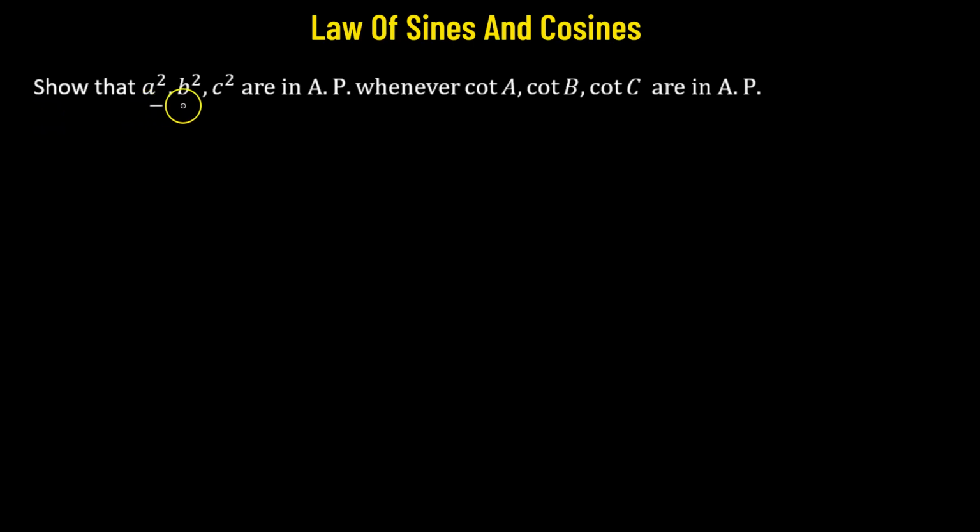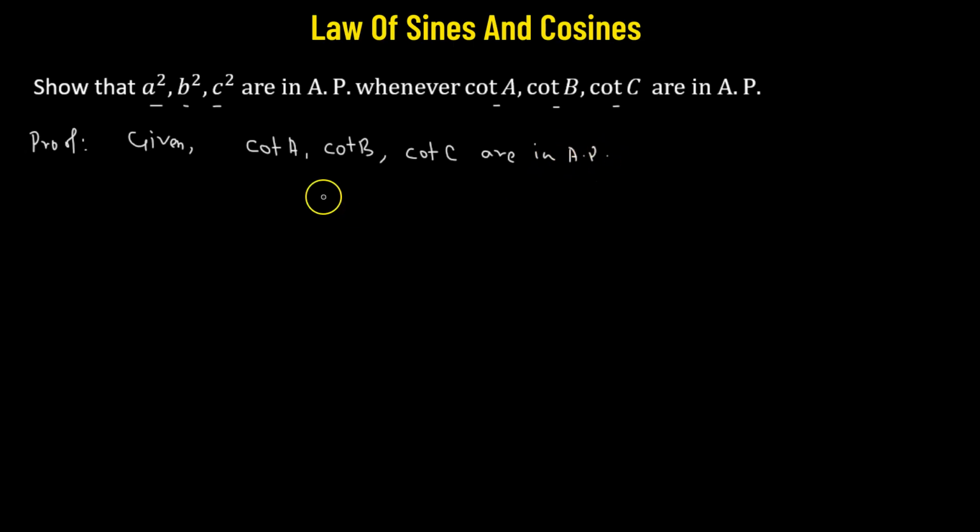We need to show that a squared, b squared, and c squared are in arithmetic progression whenever cotangent of a, cotangent of b, and cotangent of c are in arithmetic progression. So let us begin. We'll start with the given condition. We're given here that cotangent of a, cotangent of b, and cotangent of c, these three numbers are in arithmetic progression.